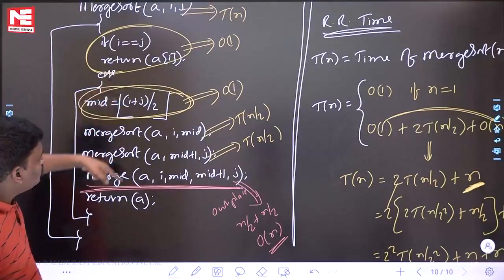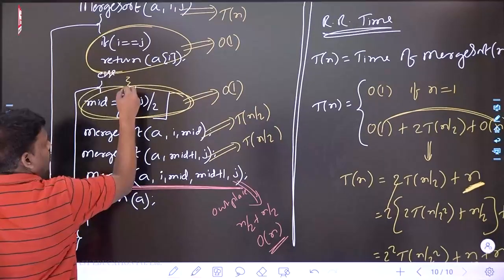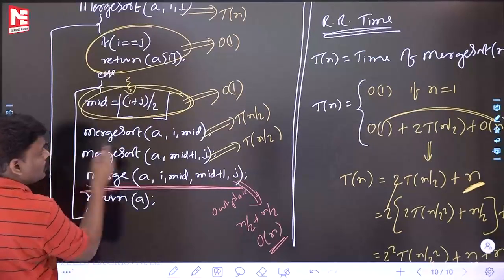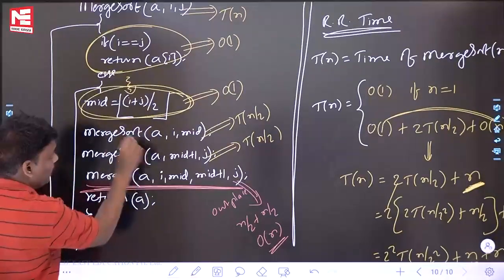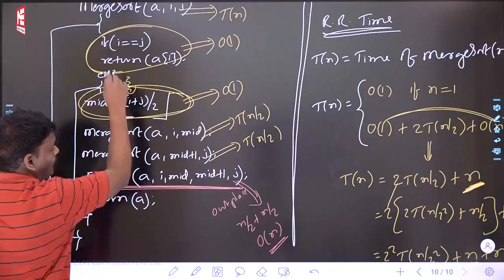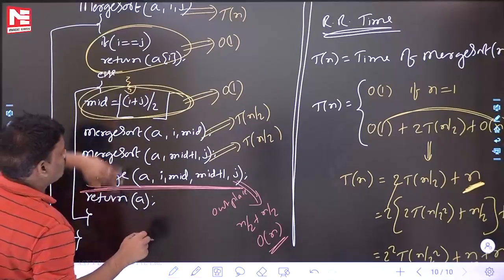In the else part, if I start here, I will end here. Is there any chance of stopping in between? If you start here, you have to end here. In between, no chance of stopping. So time complexity, best case, worst case, average case, all same.